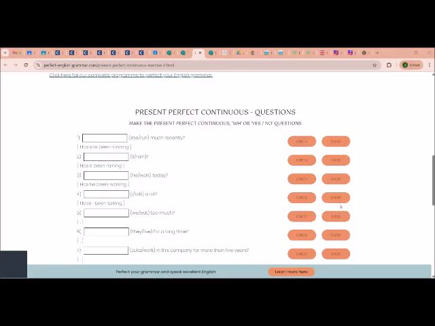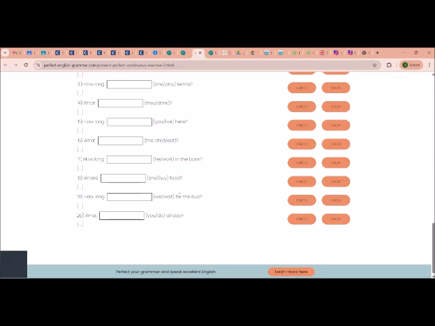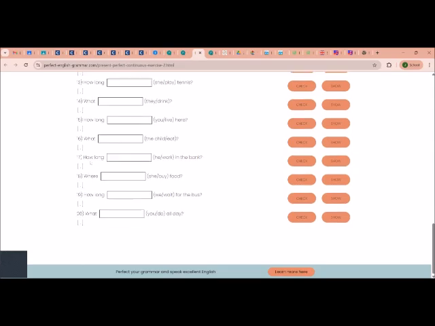Let me just show 1, 2, 3, 5. All right, let's do some with question words. So let's go all the way down to the bottom and let's start at number 16. Daniela Contreras.